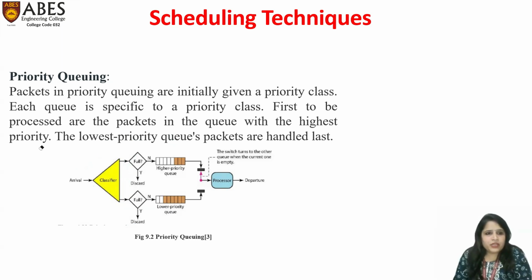So when any segment comes into the network, first we check if there is space in the priority queue. If there is no space in the priority queue, the packet is discarded. Otherwise, the packet is added to the top of the queue. Similarly, if there is space in the lower priority queue, the process is added to the top of the queue. Otherwise, it is discarded.